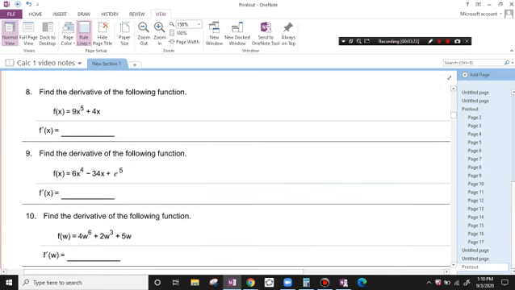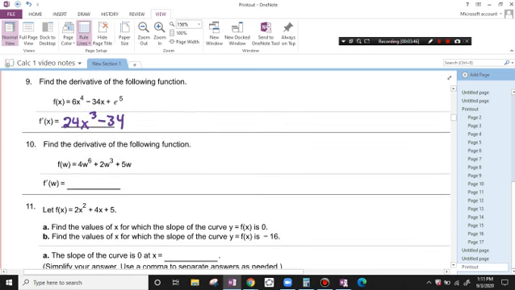Using the power rule, 5 times 9 is 45, so 45x to the 4th. The derivative of 4x is 4. The derivative of 6x to the 4th is 24x to the 3rd. The derivative of negative 34x is minus 34. The derivative of e to the 5th is 0 because e is just a constant. The derivative of 4x to the 6th is 24, I'm sorry, this is w, 24w to the 5th. The derivative of 2w to the 3rd is 6w to the 2nd. The derivative of 5w is 5.